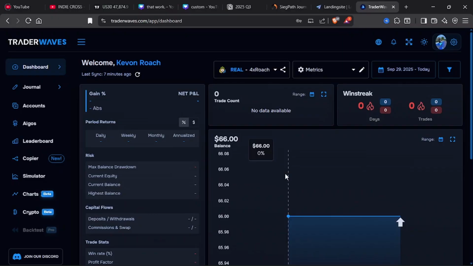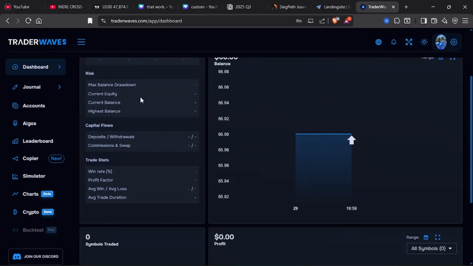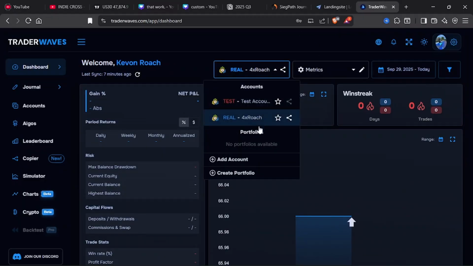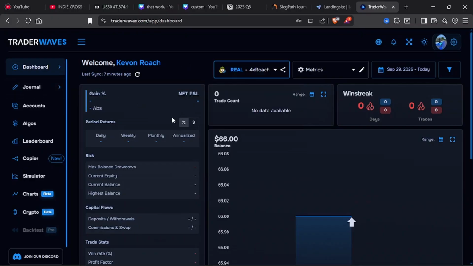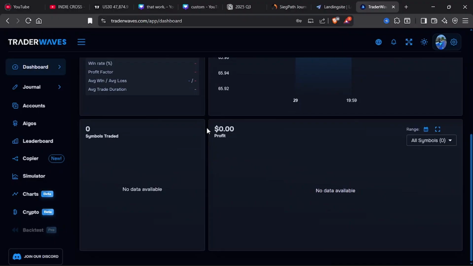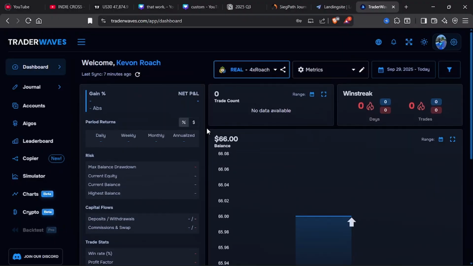But it's a website called Trader Waves. So this is how the dashboard here looks. You can link your demo or real accounts to here. You customize it however you want, what metrics you would like to appear. As you can see here, I haven't actually placed any trades. I just connected the account today.